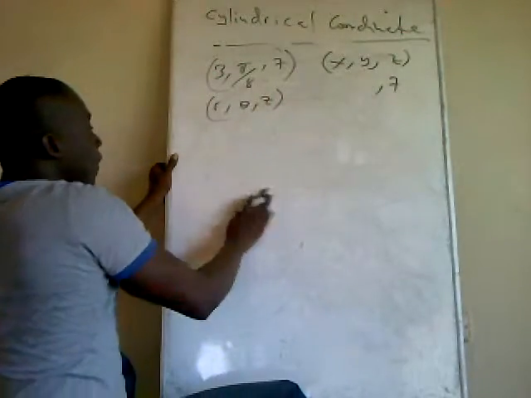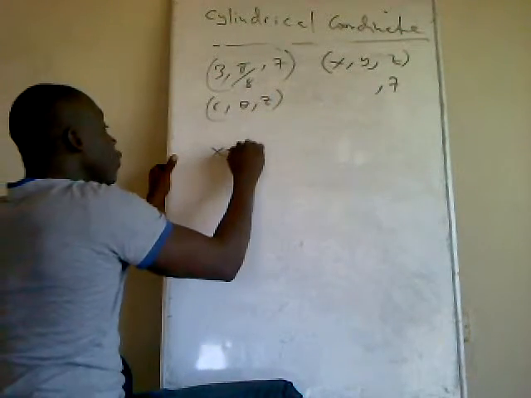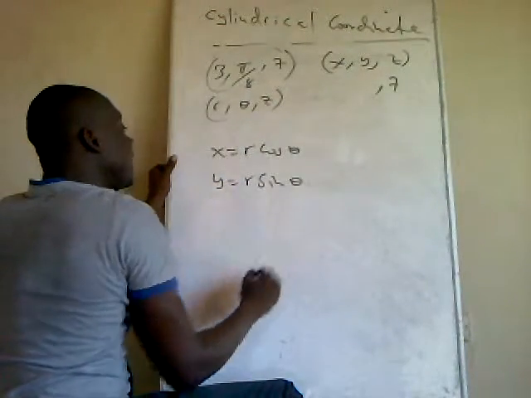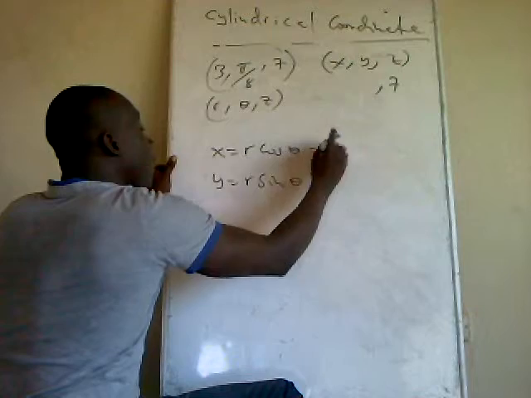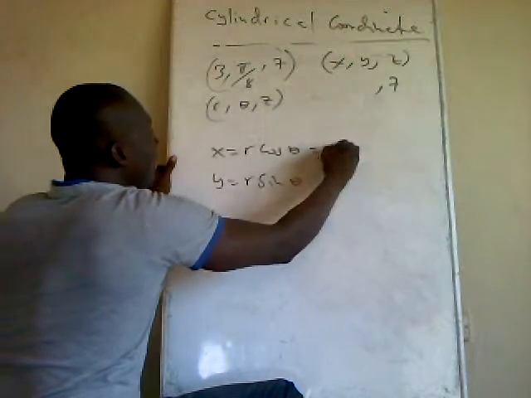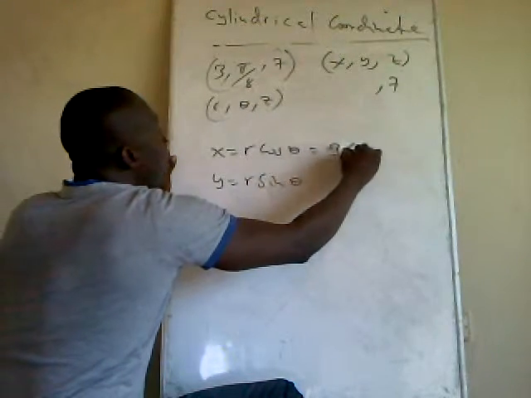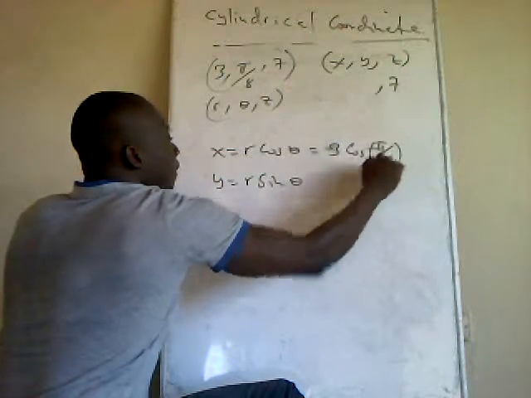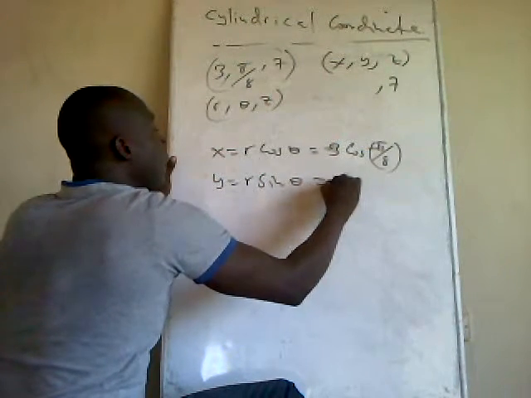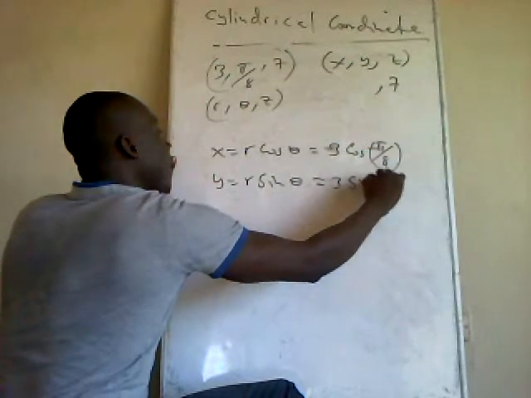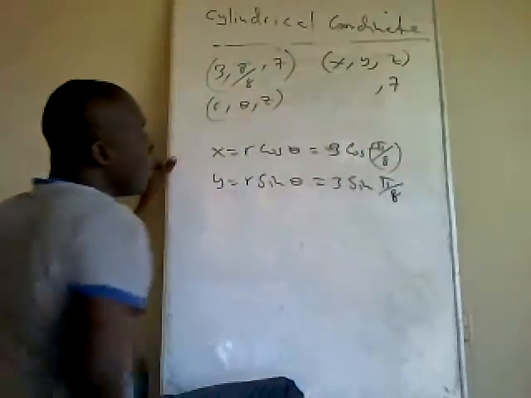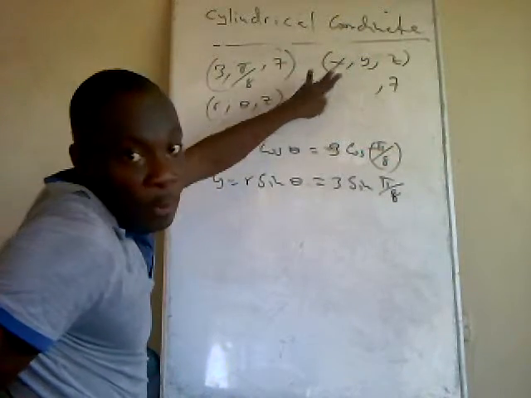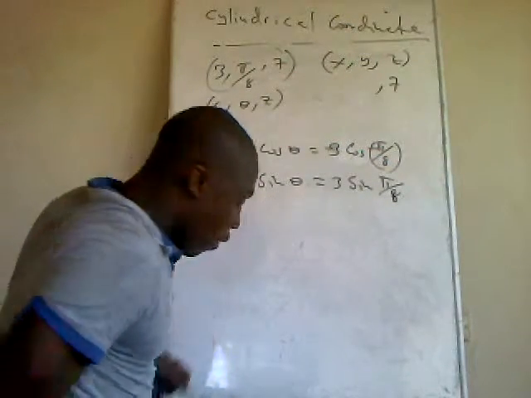All I need is x and y. And we know that x is equal to r cos theta, y is equal to r sin theta. So x is r, which is 3, times cos of theta, pi on 8, and y is still r, 3, times sine of theta, pi on 8. If you compute these values, we would have x and y. We put them here accordingly, and we are okay.